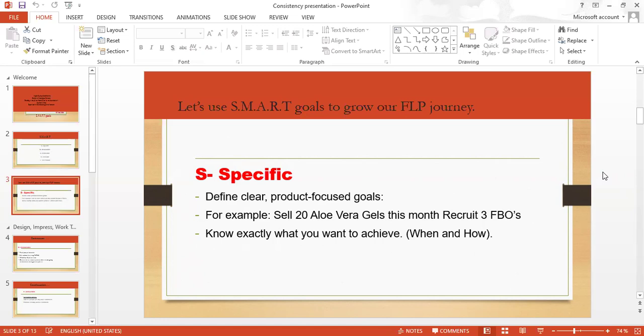So that's specific. Don't just say, oh, this month I'm going to level up. When are you going to level up? How are you going to do that? So when we talk about specific, we need to know when and how we're going to do it. We are always taught to plan for the month, for the week, for the day. So you put it down in your diary, specifically, when am I going to do that and how am I going to do that? And we stick to it. We don't just put it down and not do it. So that's when we talk about specific goals.